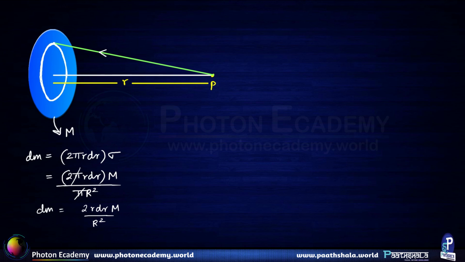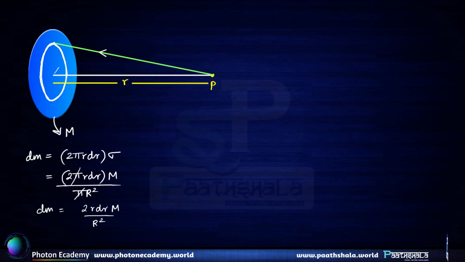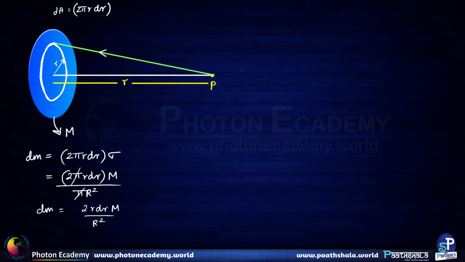So basically what we are doing is dividing the disk into infinitely many infinitesimally small rings, each of variable radius r and thickness dr. The area of that ring dA is nothing but 2 pi r dr. Essentially, when we set up the integral, we are going to get Ex as being equal to g dm.